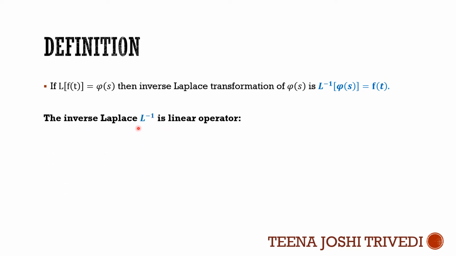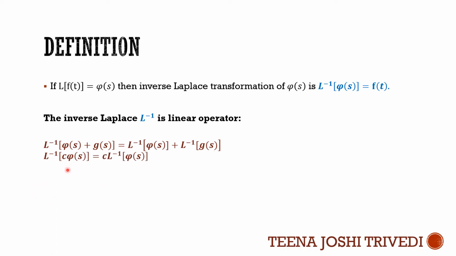The inverse Laplace transformation is a linear operator. So it follows two properties. First property is Laplace inverse of phi of s plus g of s is equal to Laplace inverse of phi of s plus Laplace inverse of g of s. Second property, if a constant is there, means Laplace inverse of c phi of s, then it will become c Laplace inverse of phi of s.